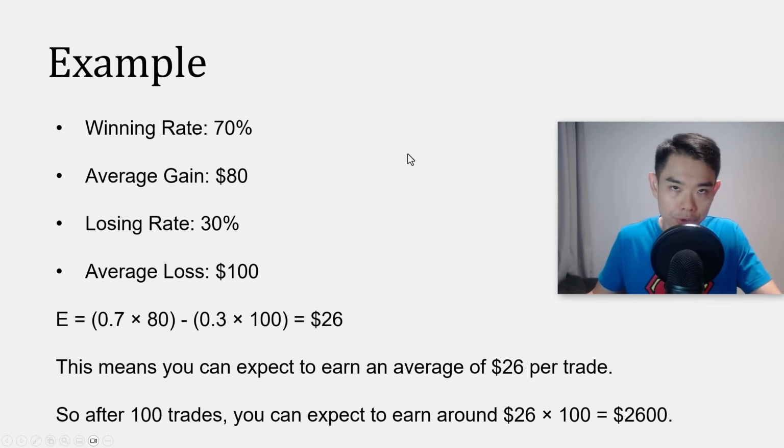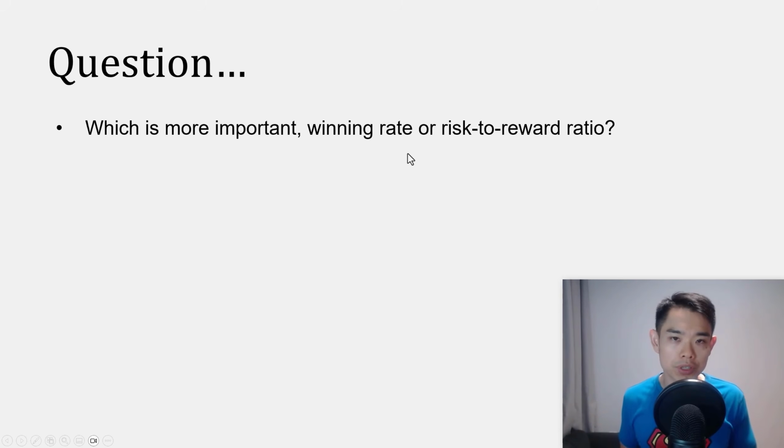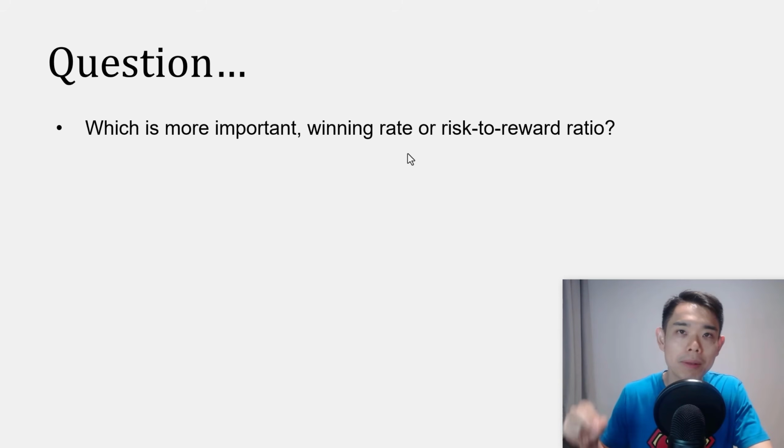Now, a question for you. Which is more important, your winning rate or the risk to reward ratio? I'll give you 5 seconds. 1, 2, 3, 4, 5. Okay, the answer is this. The most important metric is, it's a trick question.